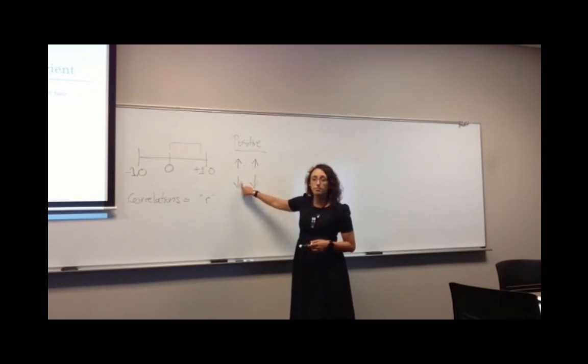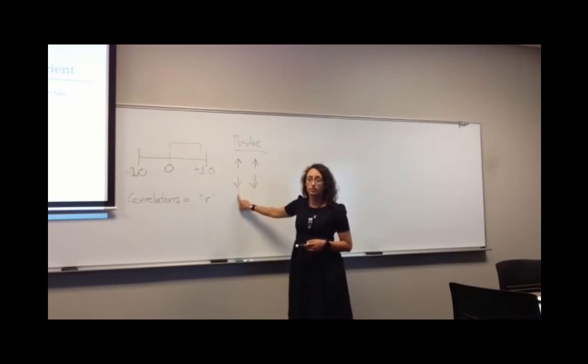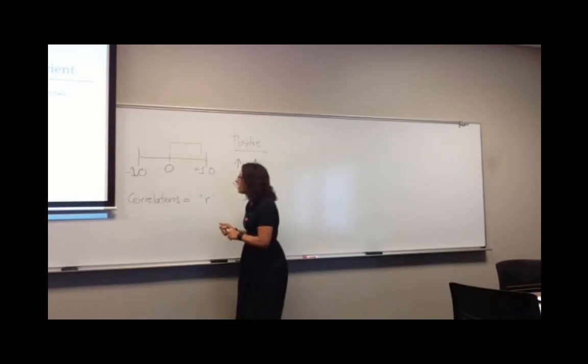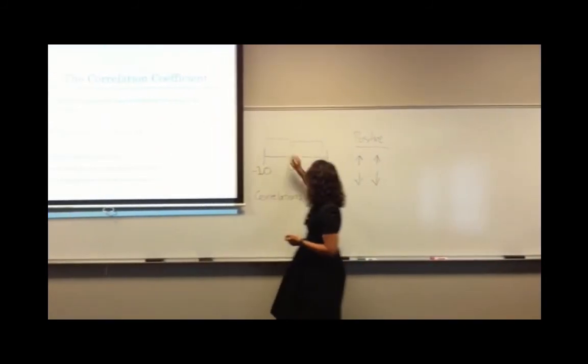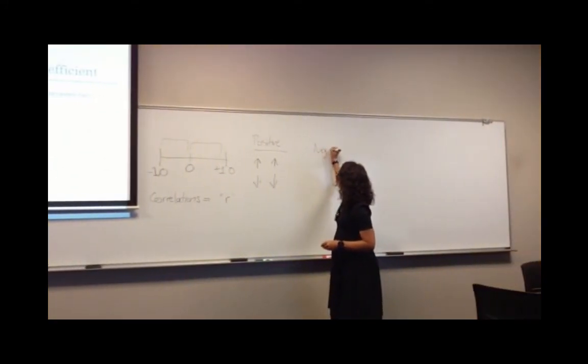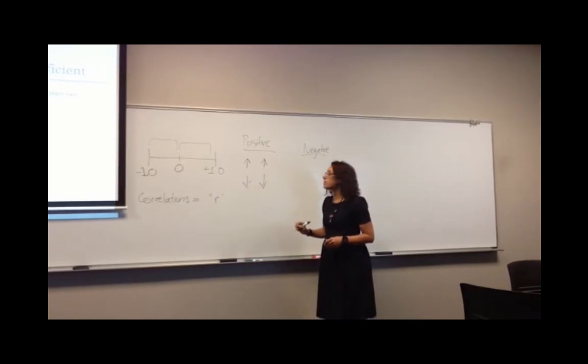Same thing in the wintertime. Wintertime, temperature goes down. Ice cream sales go down. It's a positive correlation. Just because they're going down, they both go down. Now, on the other half of the number line, let's talk negatives. The negative half of the number line indicates a negative correlation. What does this mean?